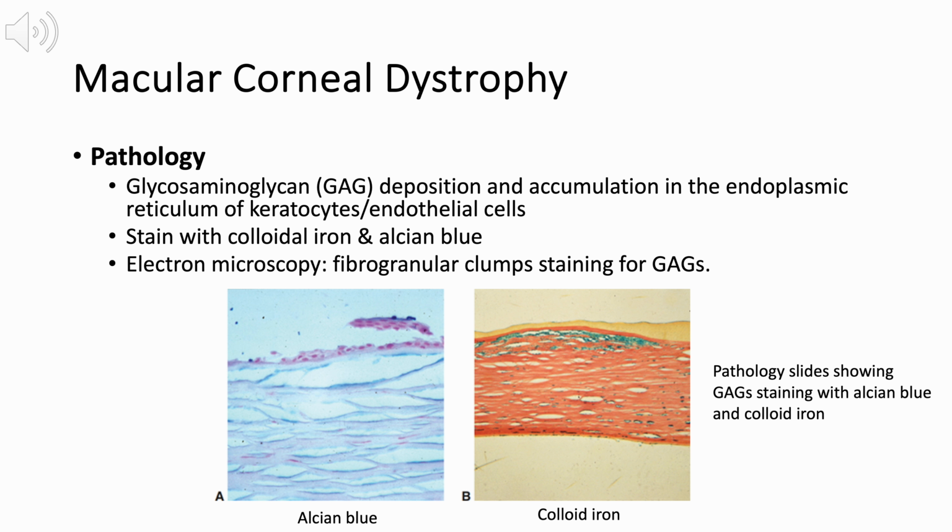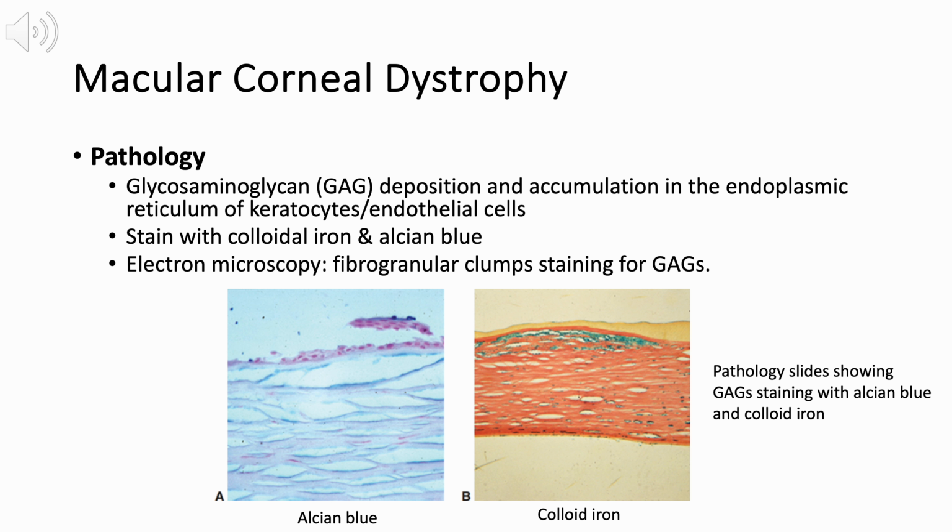In macular corneal dystrophy, the underlying pathology is characterized by the deposition and accumulation of glycosaminoglycans, or GAGs, within the endoplasmic reticulum of keratocytes and endothelial cells. These deposits can be demonstrated histologically with special stains such as colloidal iron and Alcian blue, both of which highlight the GAG material. On electron microscopy, these changes appear as fibrogranular clumps that specifically stain for glycosaminoglycans.